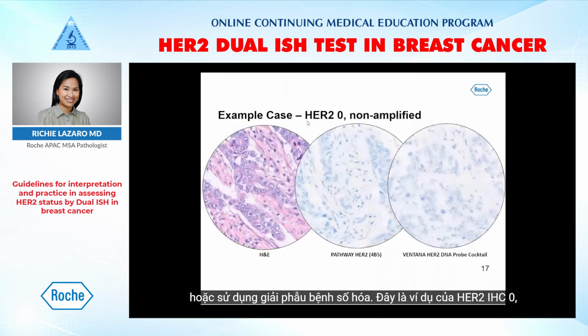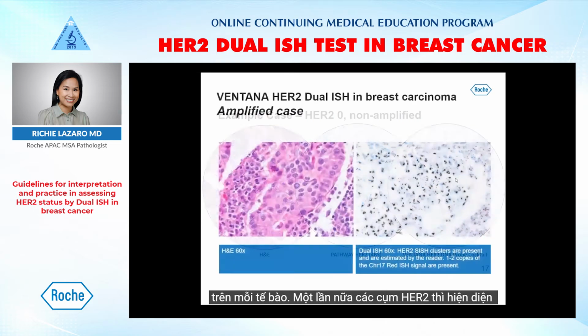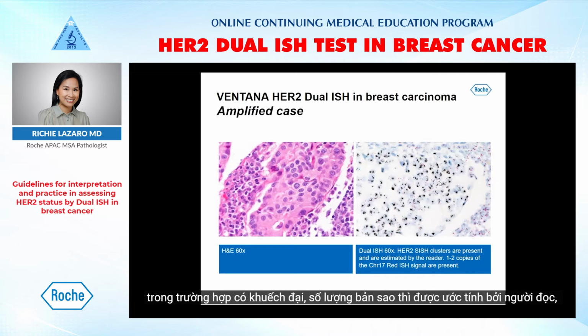Here is an example of HER2 IHC 0 as an example of a negative case with its corresponding non-amplified HER2 dual ISH slide, where there are 1 to 2 black signals and 1 to 2 red signals per cell. Again, HER2 clusters are present in this amplified case, and the copy numbers are estimated by the reader. 1 to 2 chromosome 17 red-ish signals are present per cell, and these are viewable at 60x magnification.